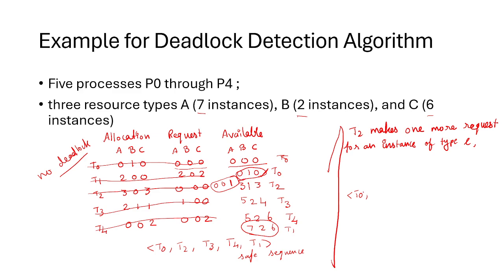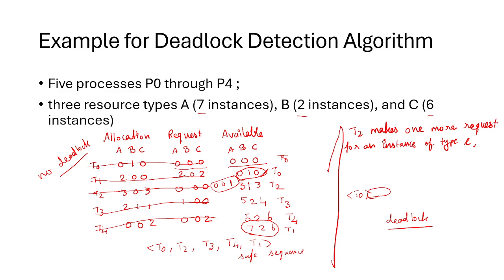Then go for T3. T3 is requesting 100. It is also not available, so it cannot be allocated. For T4, that resource is also not available. T1 is also not available. So only T0 has completed its execution. The remaining threads cannot complete their execution due to unavailability of resources. So here there is a deadlock. There is no safe sequence.